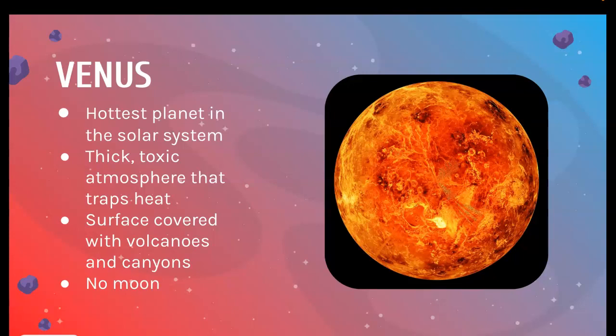Venus is the next planet. As we move away from the sun, Venus is the hottest planet in the solar system. It has a thick, toxic atmosphere that traps heat. Its surface is covered with volcanoes and canyons, and it also has no moon, similar to Mercury.